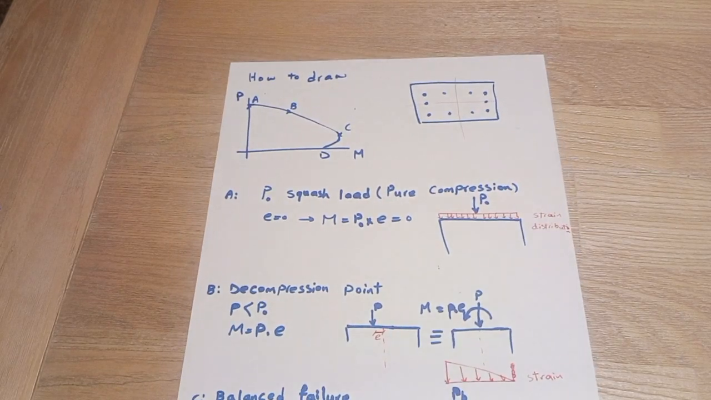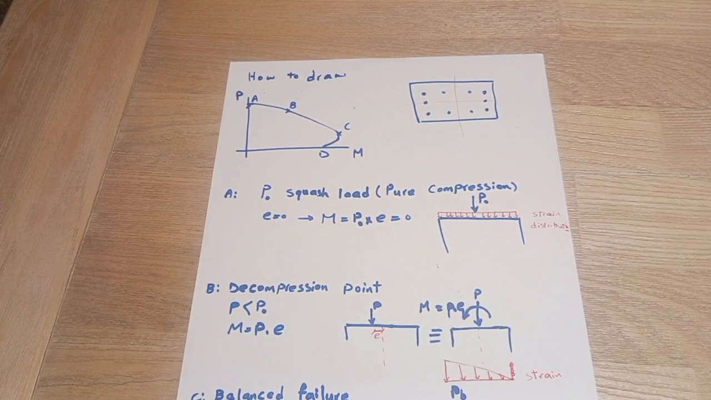Second point is decompression point. Point B here is decompression point. We have P, but this time we have some eccentricity from the center, and it provides P at the center, and M is equal to PE about the center. But still, whole section is under compression.